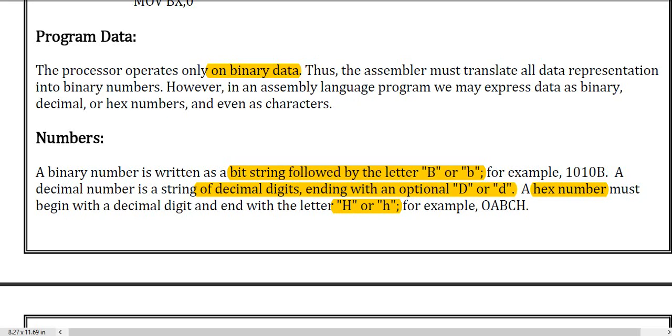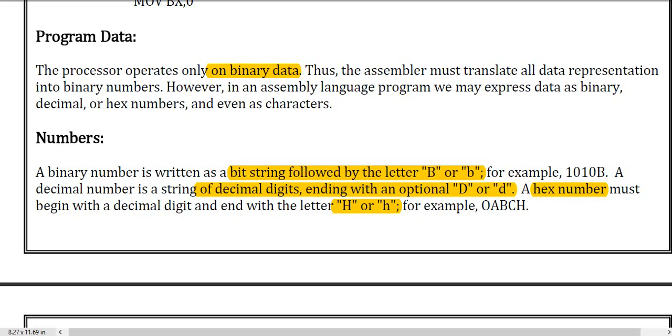Program data. The processor operates only on binary data. Thus, the assembler must translate all data representations into binary numbers. However, in the assembly program, we may express data as binary, decimal, hexadecimal, even as characters. Now, numbers. A binary number is written as a bit string followed by the letter capital B or small b.